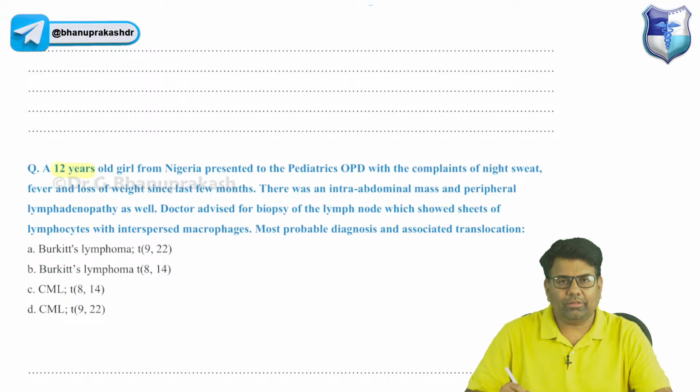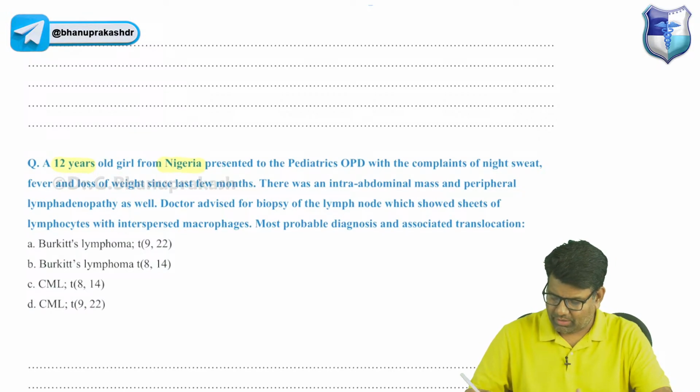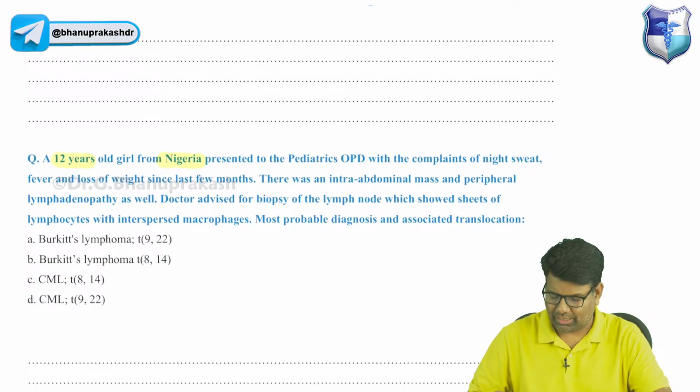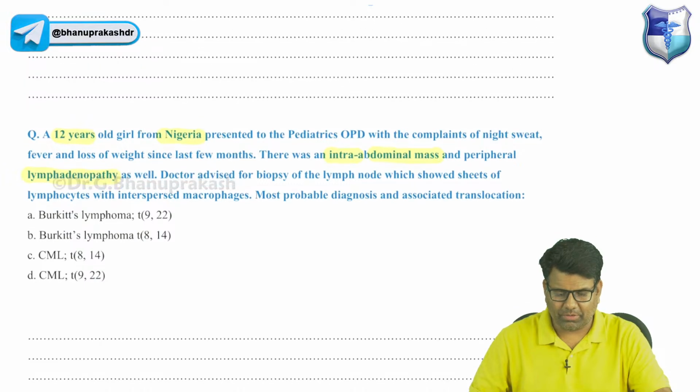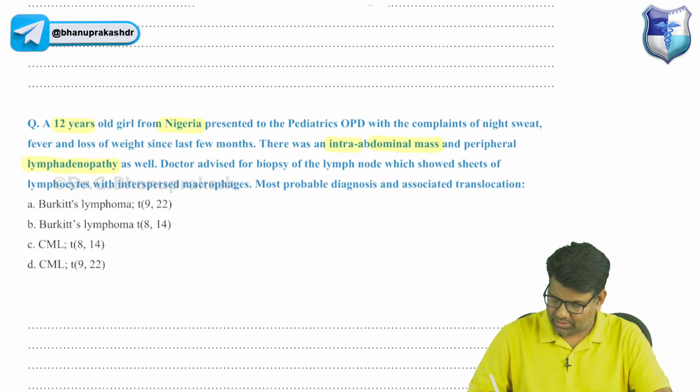A 12-year-old girl from Nigeria, an African country, has constitutional symptoms like night sweats, fever, and loss of weight for the last few months. There is an intra-abdominal mass associated with enlargement of the lymph nodes. But what is seen on the biopsy of the lymph node is that there are sheets of lymphocytes with interspersed macrophages. So there are a lot of lymphocytes.